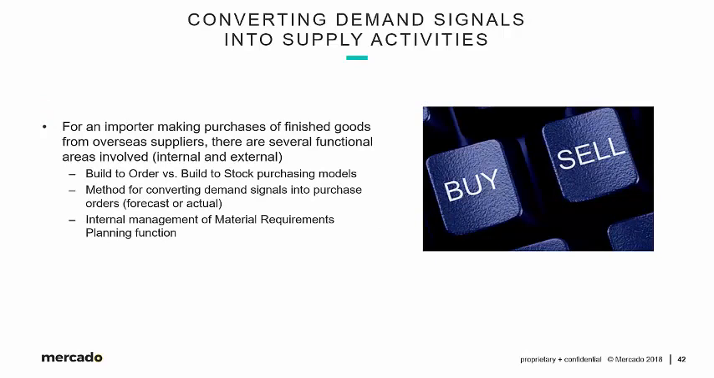A couple of things to think about here. First, are we dealing with a build-to-order model or a build-to-stock purchasing model? That is to say, do our overseas vendors only manufacture when we place an order on them? Or do they have stock laying around to just fill an order when we place it? That is a big difference from a timing perspective.